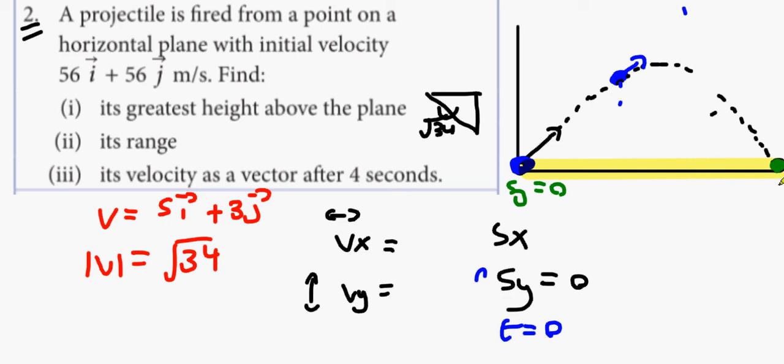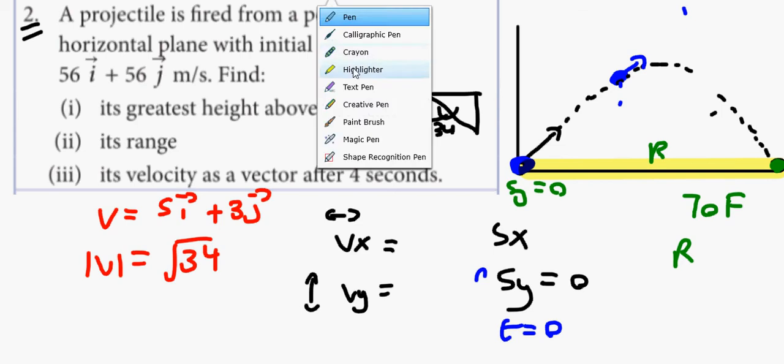Where you hit the ground, the time taken is known as the time of flight. Time of flight is the time when you hit the ground. Everybody cool with that? And then R is known as the range. Range is the total distance along the x-axis where the ball drops.